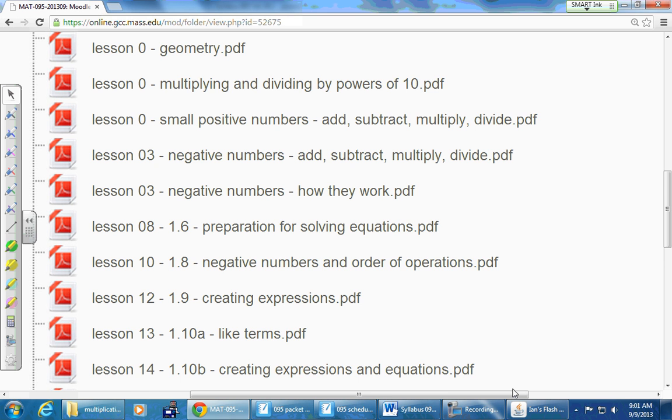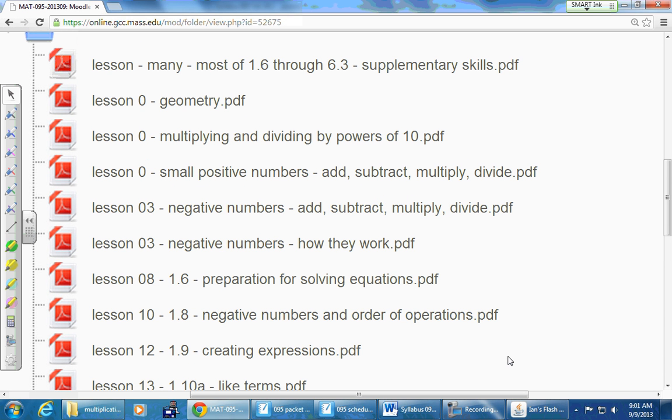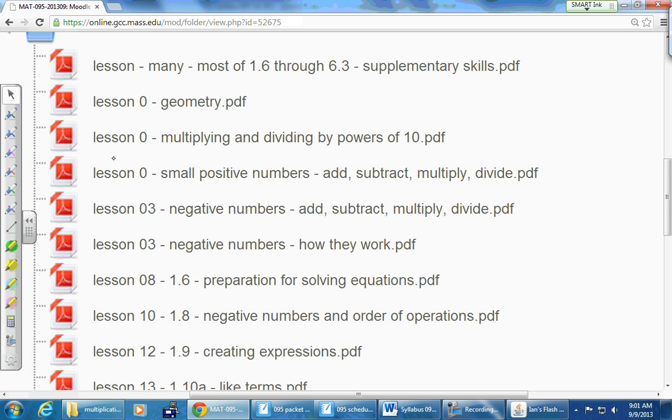And so, for example, if you had any trouble with that arithmetic quick check at the end of the first class, you can see up here, lesson 0, multiplying and dividing by powers of 10. Lesson 0, small positive numbers, adding them, subtracting them, multiplying them, dividing them. So lots of places to practice if you have trouble with anything. And the rest of them are actually numbered by the lesson number that we use here in class. So today I think we're on lesson 3. And if you want more practice with what we're going to do today, you've got 2 PDFs right there.